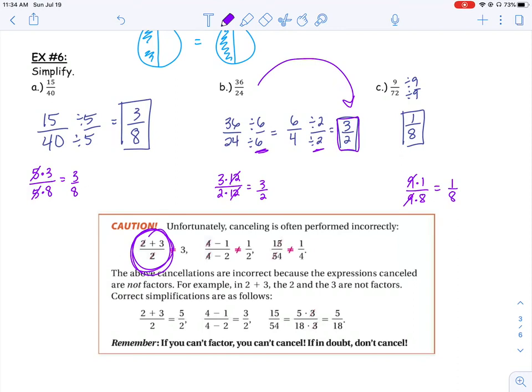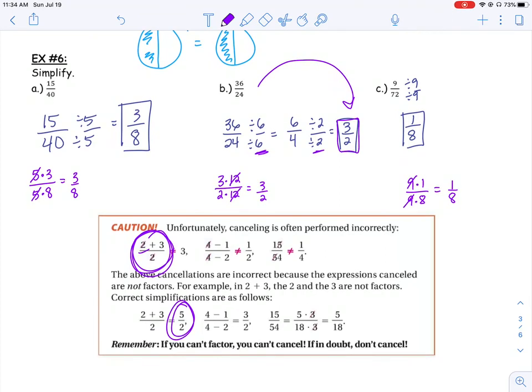So 2 plus 3 over 2, those 2's cannot cancel. If you really think about that, 2 plus 3 is really 5 over 2. And we know that 5 over 2 doesn't have a common factor, so that can't be reduced. So you cannot reduce those 2's from the numerator and denominator unless every single term can be reduced by 2.